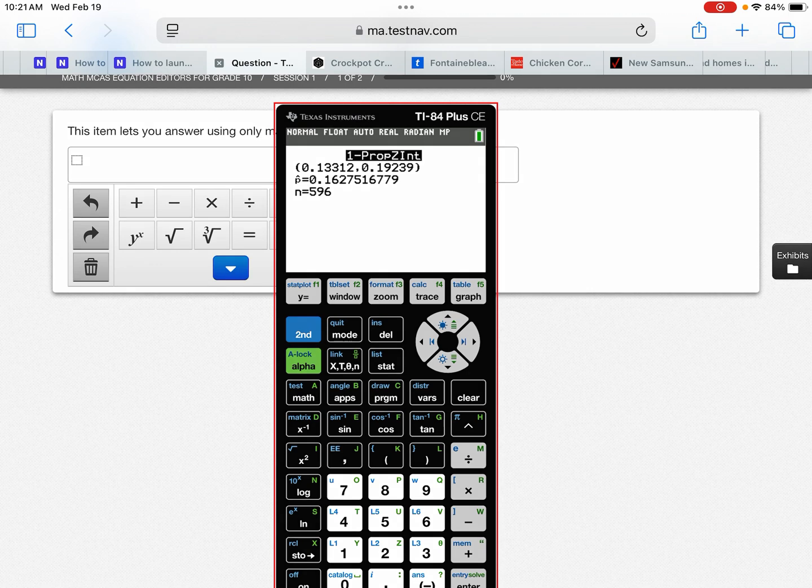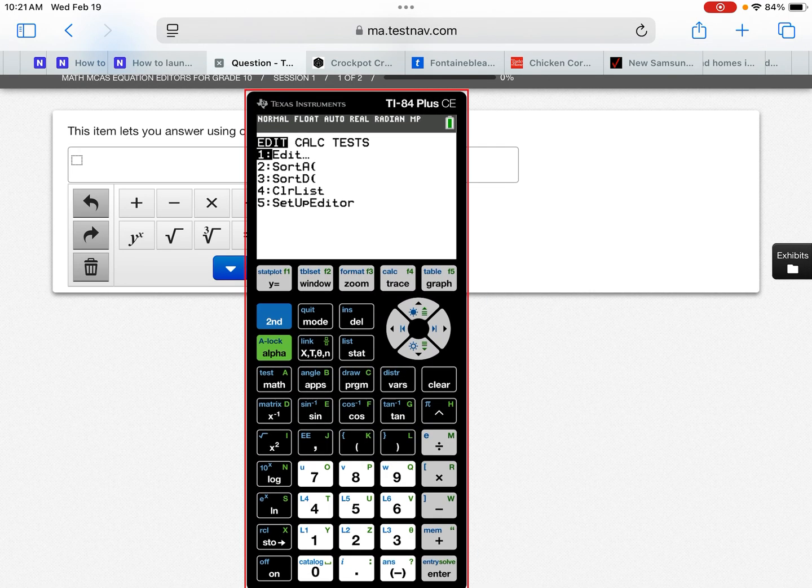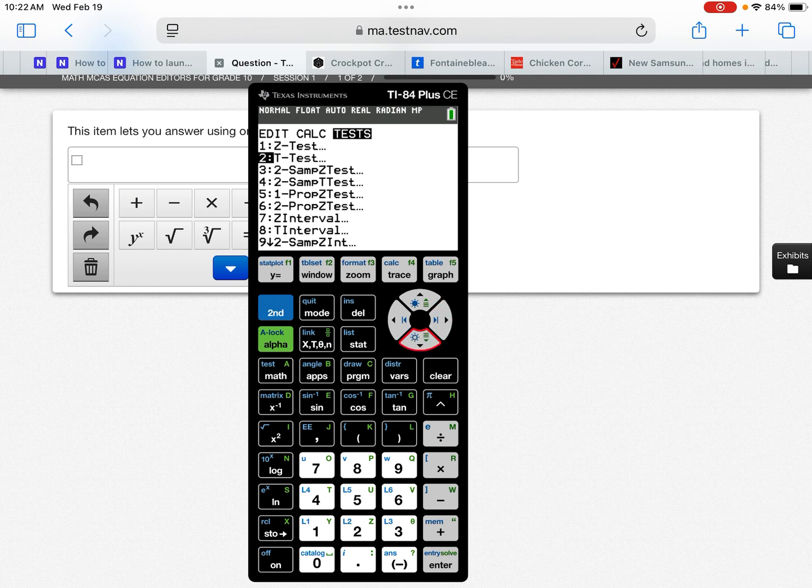Again, stat, we go over to test. We're going to arrow down until we get to that 1 prop Z interval. Successes, we had 29 deer test positive for Lyme disease out of the 136 deer that were captured by hunters, or shot by hunters, and we wanted to be 90% confident.